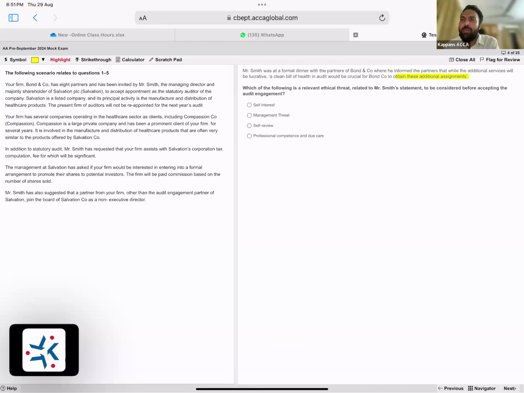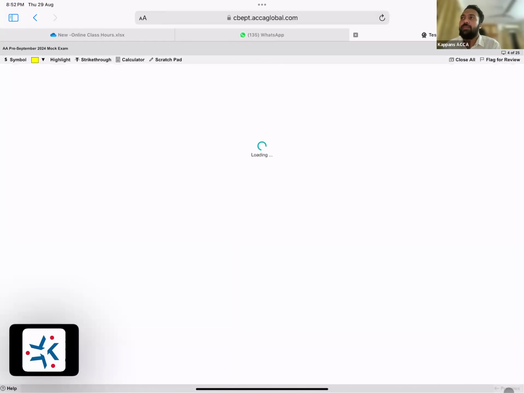Self-interest, management, self-review, and professional competence and due care. It's a self-interest threat. Why is it a self-interest threat? It's a self-interest threat because the auditor might agree to that statement and issue an unmodified opinion, or not ask too many questions, to obtain the audit of a listed company, which will definitely be lucrative. So it's a self-interest threat.